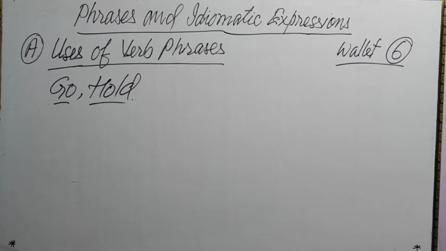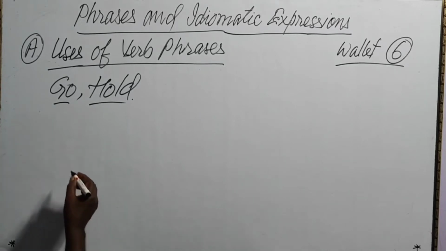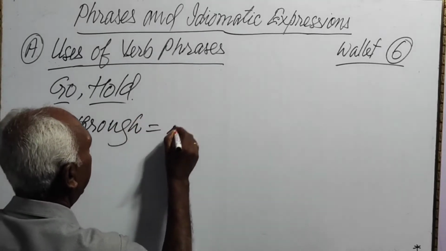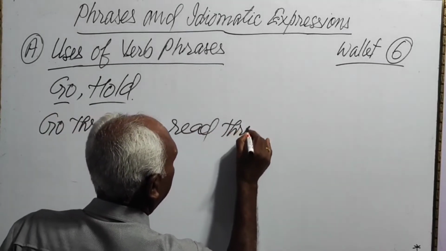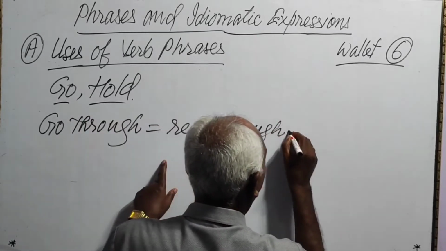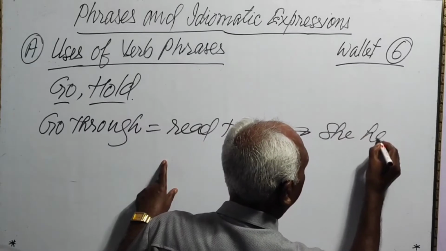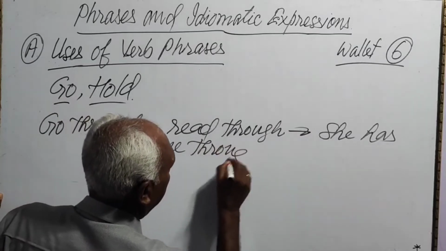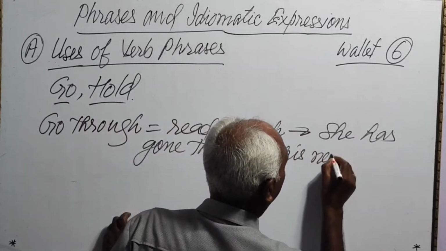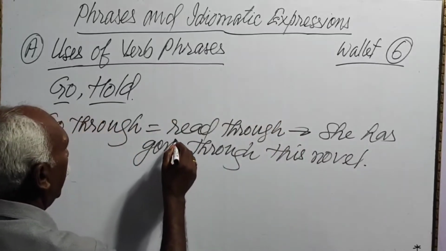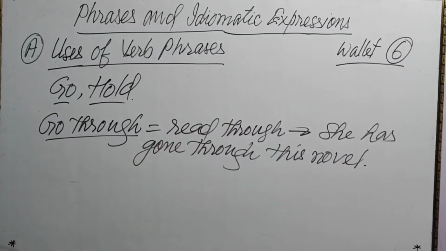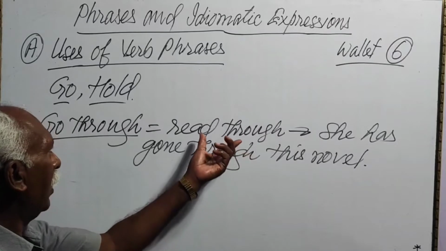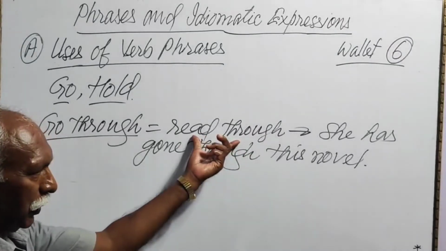Going for next, that comes go through. Go through means read through, padhna. Read through, padh dalna. She has gone through this novel. इस उपन्यास को वह पढ़ चुकी है. So read through, go through, that means read through. She has gone through this novel. Read through means पढ़ना, पढ़ चुकी है, right?